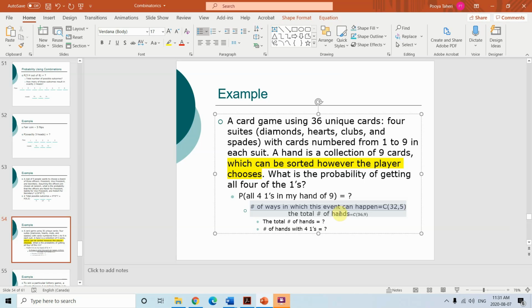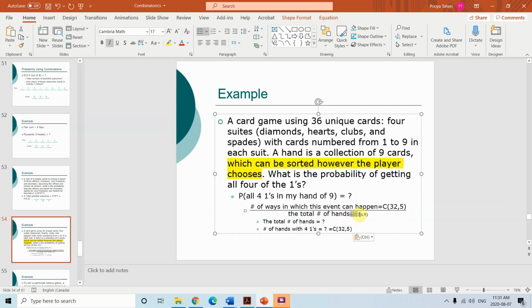So this is like the number of ways in which this event can happen, right? Where you pick 5 cards out of the other 32 cards, which doesn't include the ones, and then add the 4 ones into the hand, right? So the number of hands with only 4 ones is going to be this many. You can think about it. I'm providing you the answer, but I know that you have to think about it.